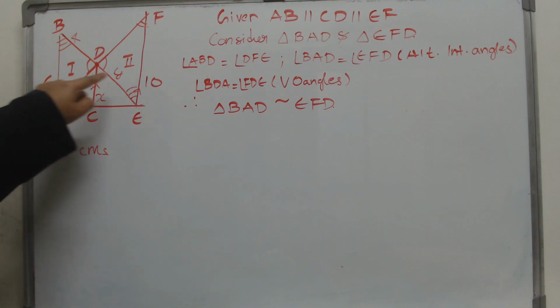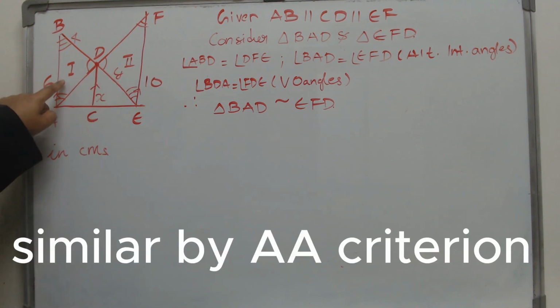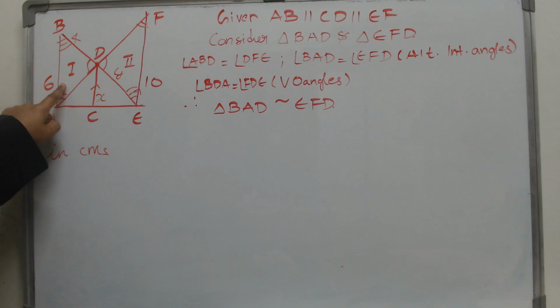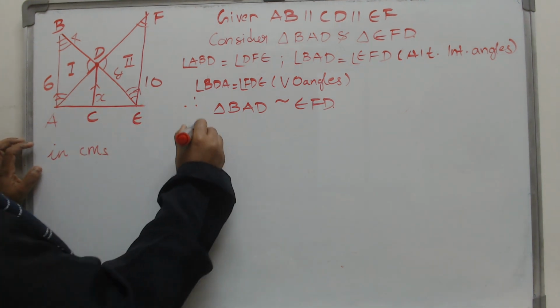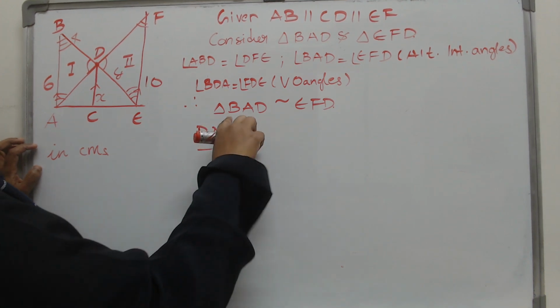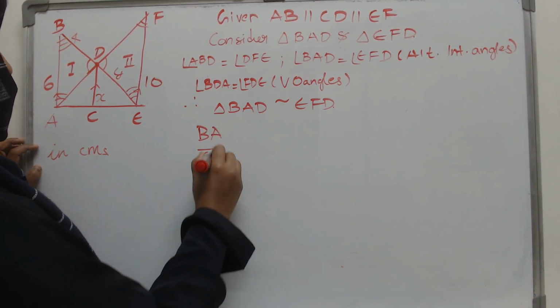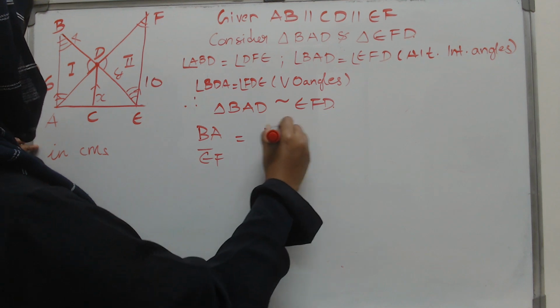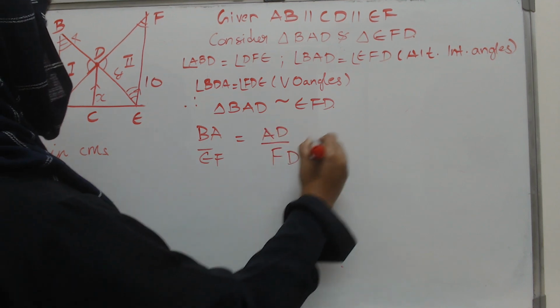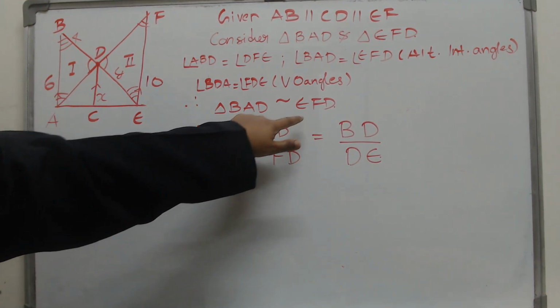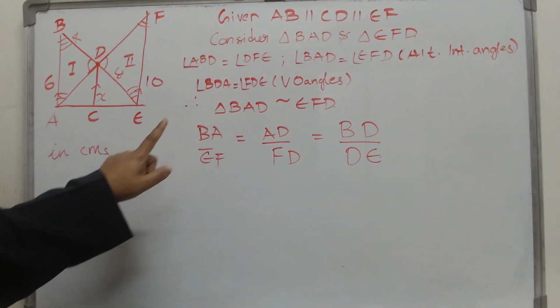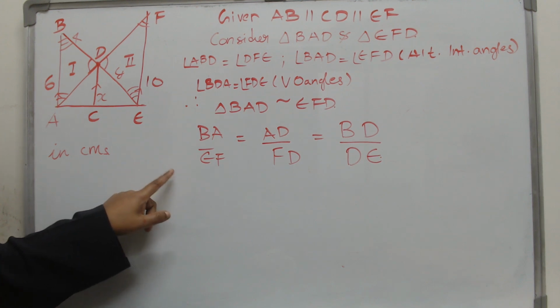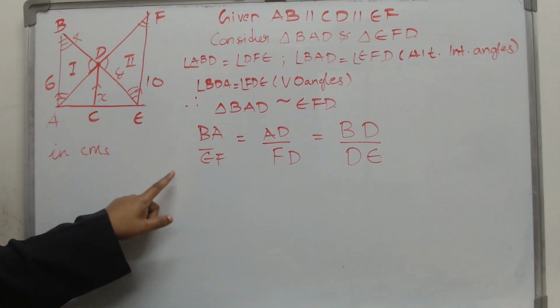So once we prove that these two triangles are similar, then what follows? The ratio of their corresponding sides are equal, which means what? First two sides here, second two sides, all the ratios are equal.